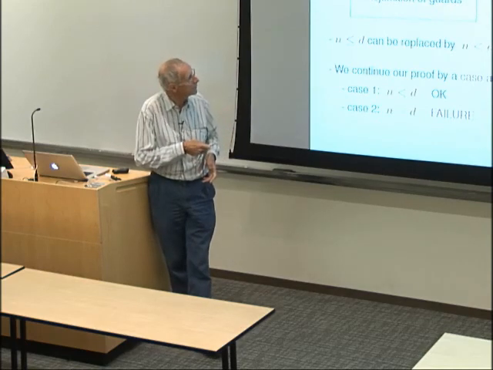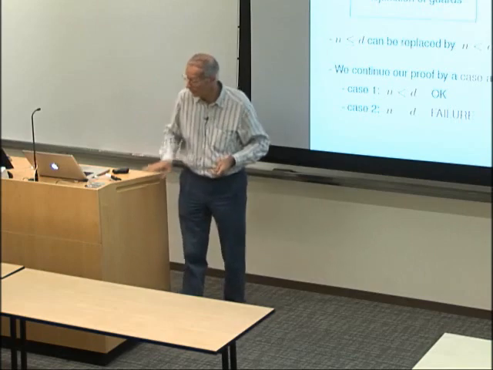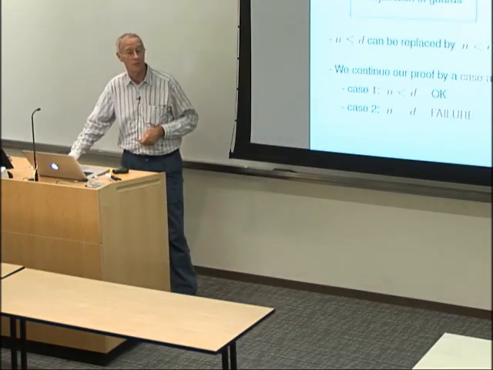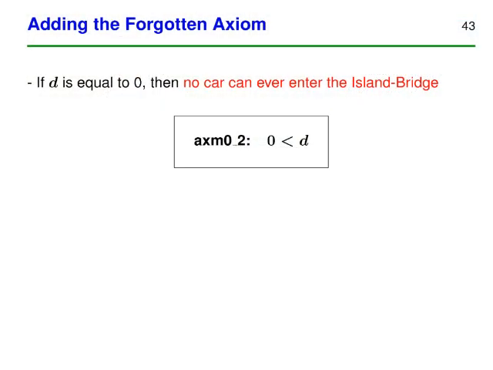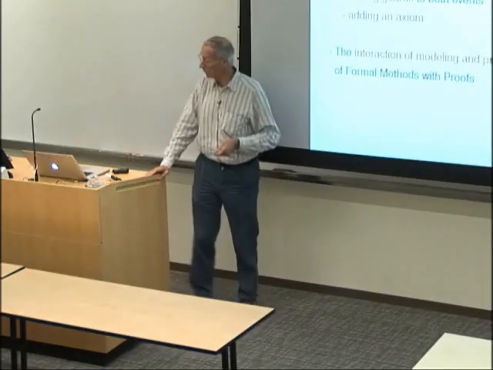We have made this mistake of defining the axiom for the upper limit of the number of cars in the island and bridge, and so we have to correct this by introducing another axiom for d, which is that d is positive. Conclusion: thanks to the proofs, we discovered 3 errors.